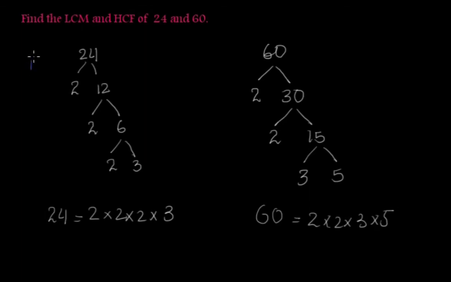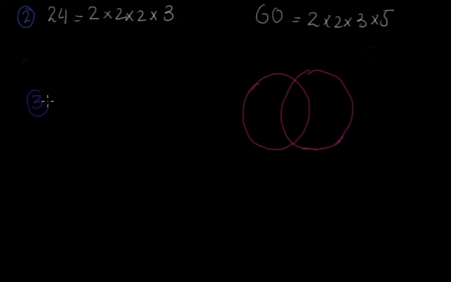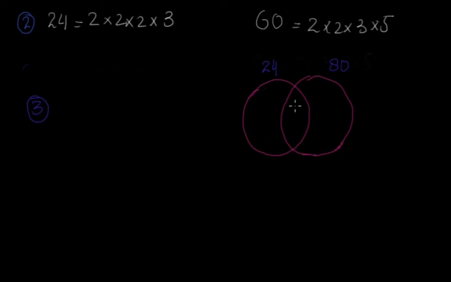So in the first step we draw the factor tree, and in the second step we identify the prime factors. In the third step we use a Venn diagram. Here we have 2 circles because we use 2 numbers, and we label the diagram first. The first circle is 24 and the right circle is 60. In each circle we write the prime factors of that number, and the overlapping area is going to help us find the HCF.